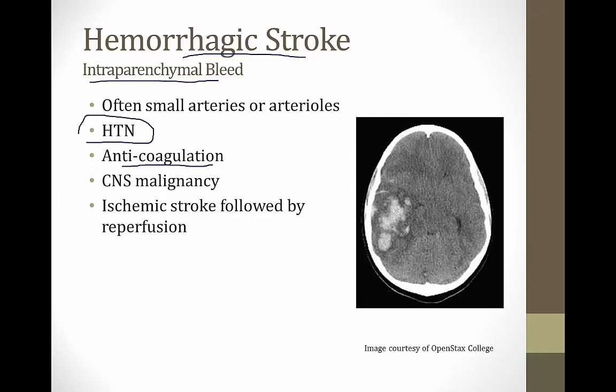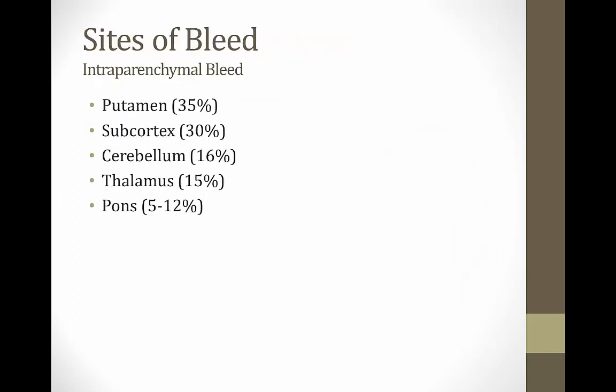It can happen with brain tumors, so a brain tumor can cause bleeding, either by bleeding from the tumor itself or by eating away at a blood vessel. And then sometimes patients have an ischemic stroke, and then the area of the brain gets reperfused and it transforms into a hemorrhagic stroke. So the sites of these hemorrhagic strokes are different from the sites of ischemic strokes. You may recall that the most common location for an ischemic stroke is the middle cerebral artery, which supplies a large area of the cortex.